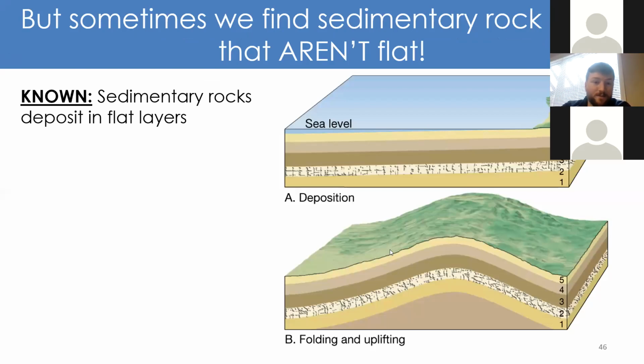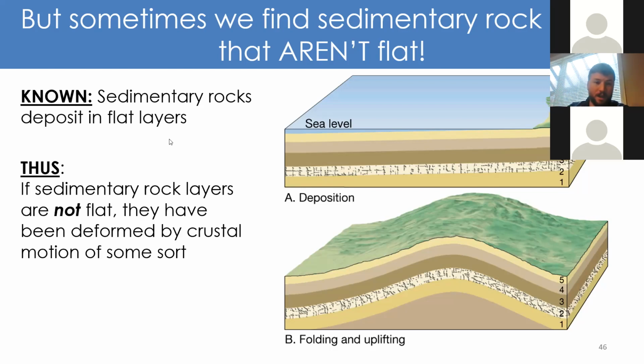Okay, but it's very rare that we see these beautiful road cuts that are horizontal. Most of the time we see them in very different shapes and very different orientations. So what that tells us is that they always deposit in flat layers. If it deposits in flat layers and then we see it now and it is not in a flat layer, that means some type of force deformed or folded or faulted it.